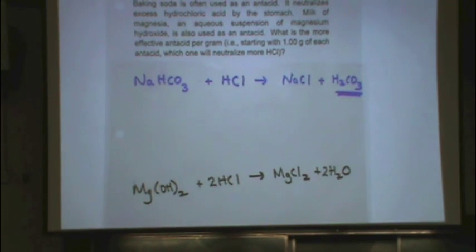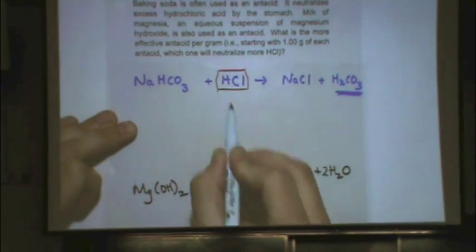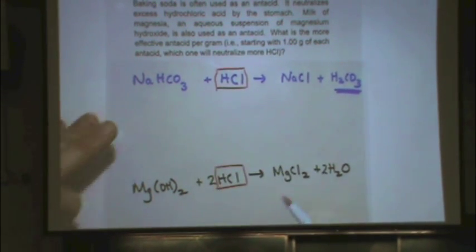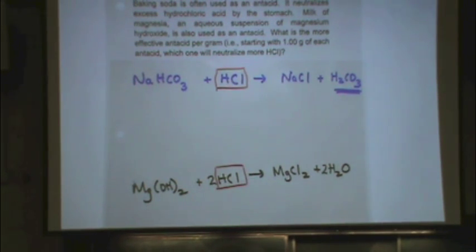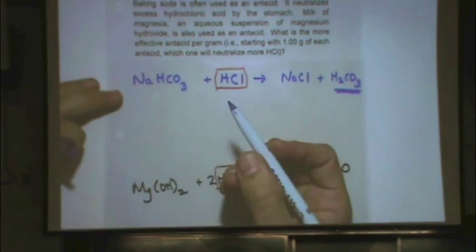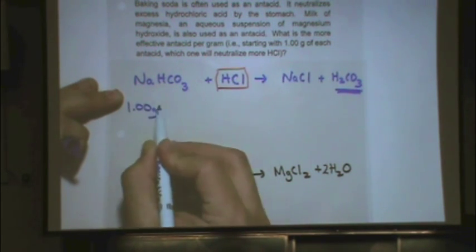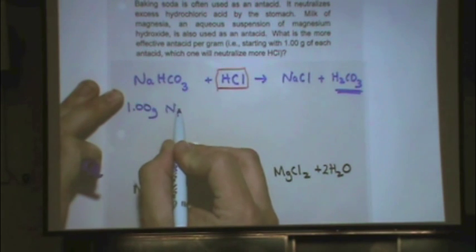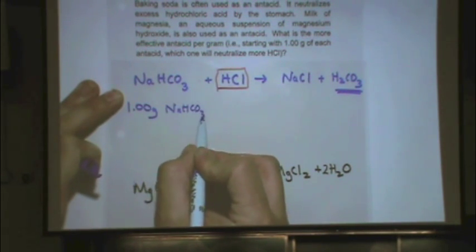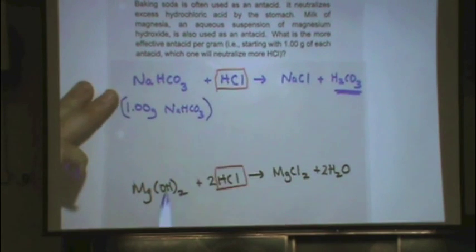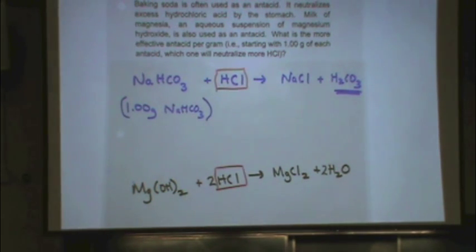Now, remember those 2 reactions, because I'm choosing between 2 antacids to react with my stomach acid, which is right here. The HCl is the stomach acid. So our calculation now. Let's do the top one. Let's say I started with, like it says in the question, 1 gram of each antacid. What I'm trying to figure out is how much HCl will be neutralized. So I'm calculating in both cases the amount of HCl.